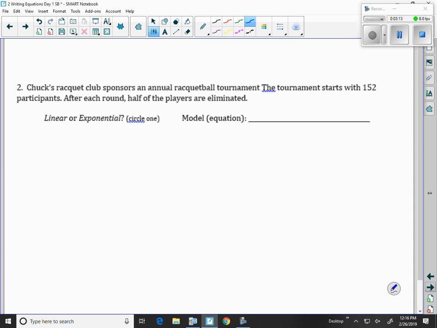Bring it back. All right, number 2. Chuck's Racket Club sponsors an annual racket tournament. The tournament starts with 152 participants. After each round, half of the players are eliminated. What do you think? Exponential, because there's some type of multiplication or division happening. So what is our starting amount? 152. And if it is decreasing by half, that's our rate. Yep, 1/2 is our rate.